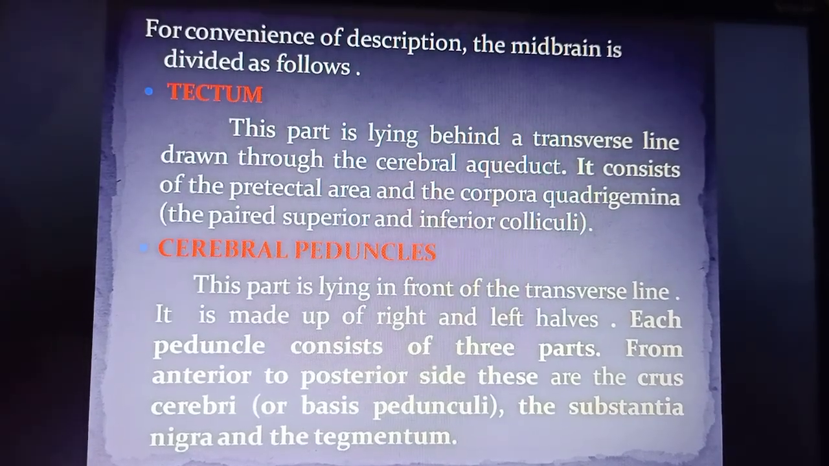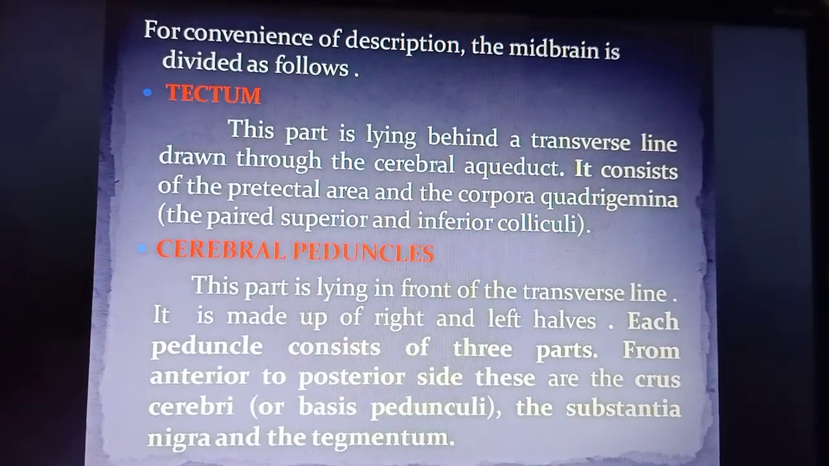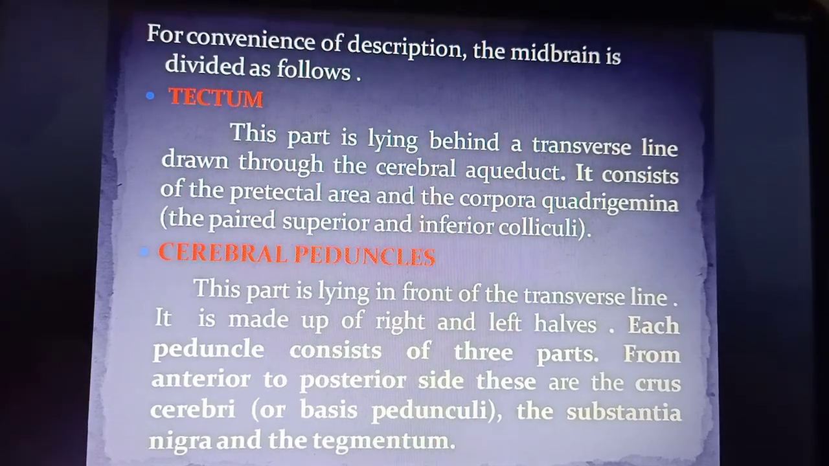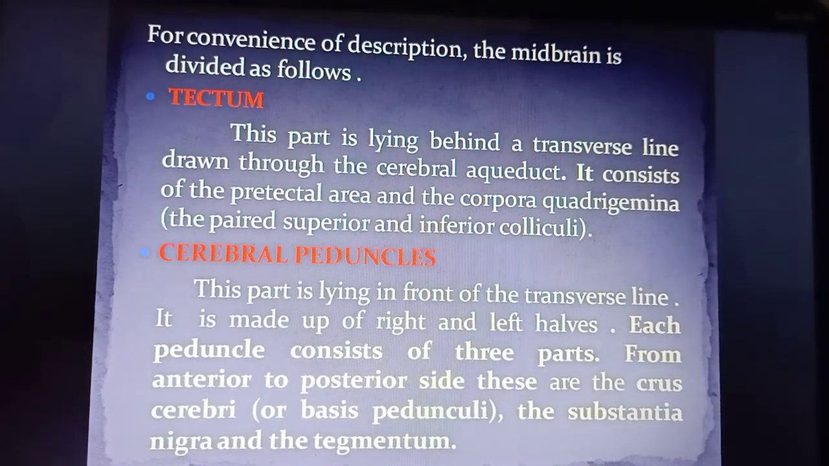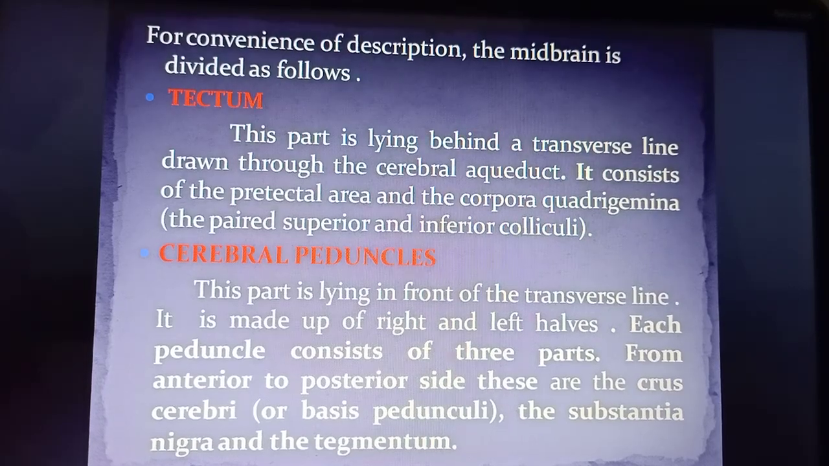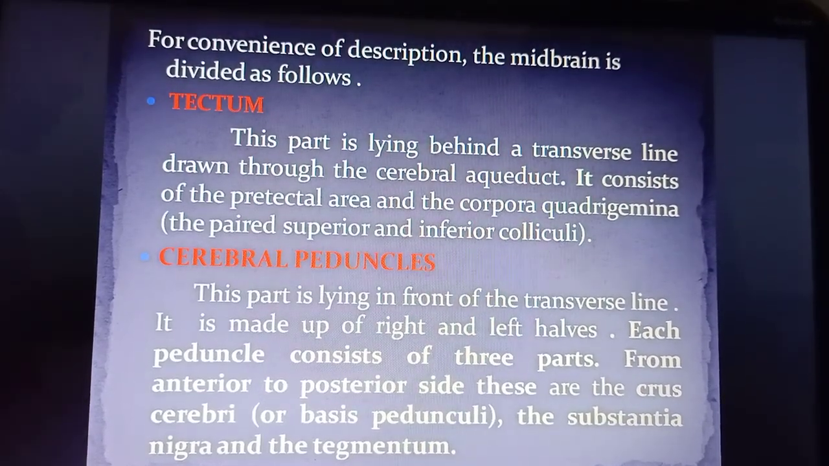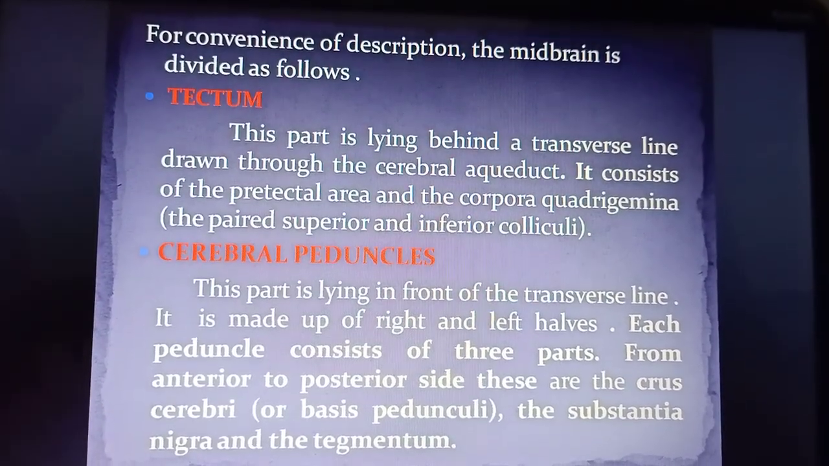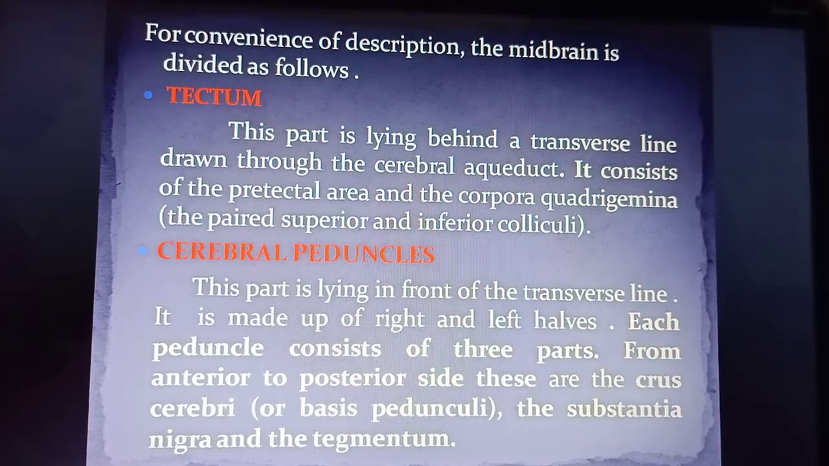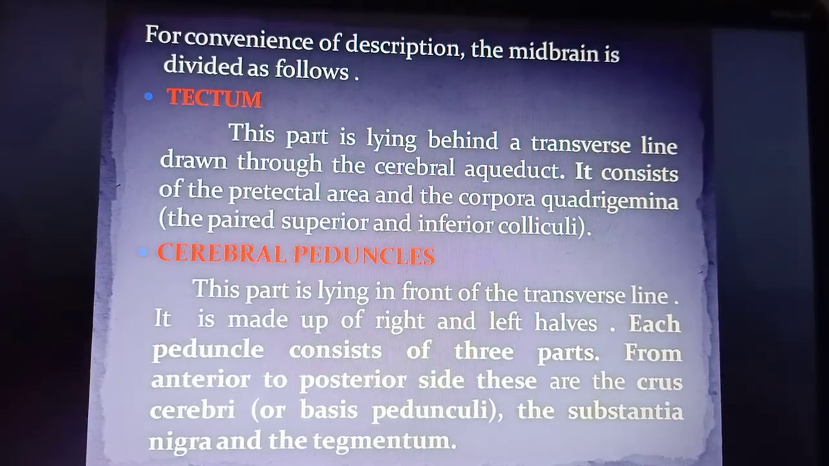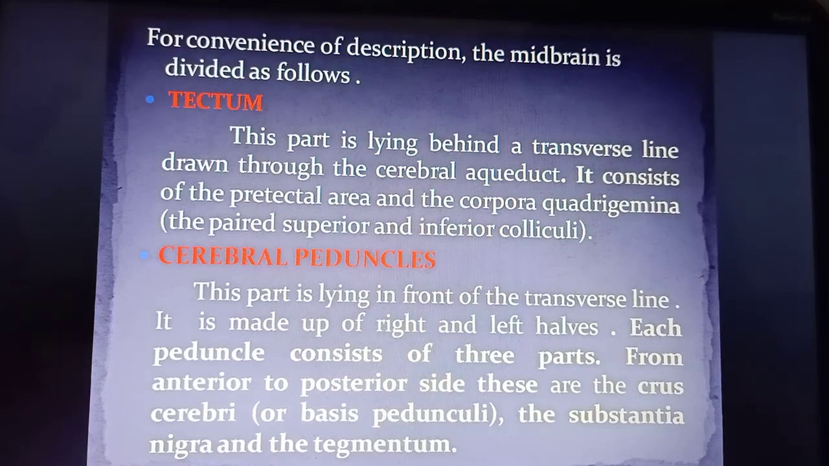Cerebral peduncle: this part is lying in front of the transverse line. It is made up of right and left halves. Each peduncle consists of 3 parts from anterior to posterior. These are crus cerebri, also known as basis pedunculi, then the second one is substantia nigra and the third one is tegmentum.